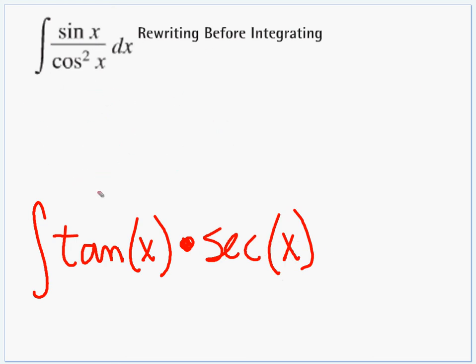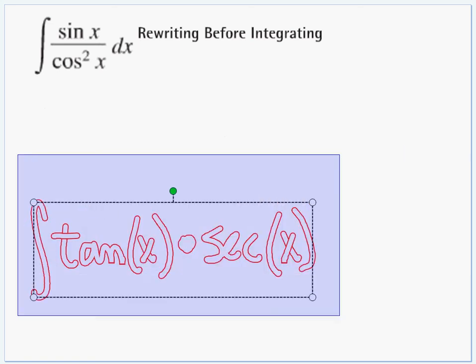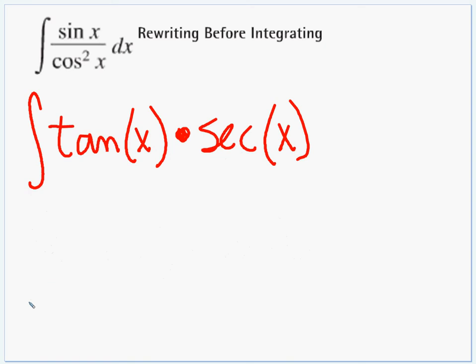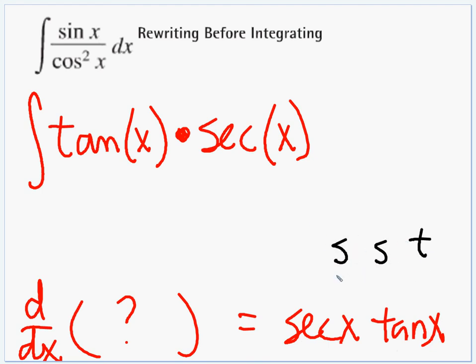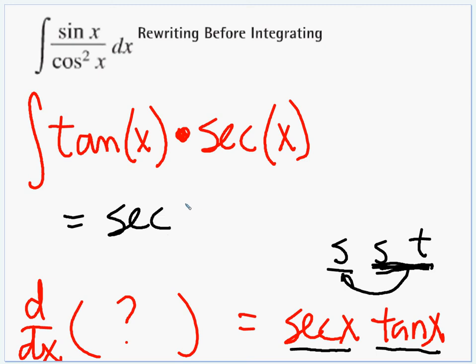So now remember, we need to think backwards. There was something that we derived, d/dx of something was equal to secant x tan x. Think back to the little trick I showed you to remember derivatives, SST. So the derivative of secant was secant times tan. So then that makes sense. The antiderivative of secant times tan, like we have here, is going to take us back to secant of x. So this antiderivative is just equal to secant of x plus c.